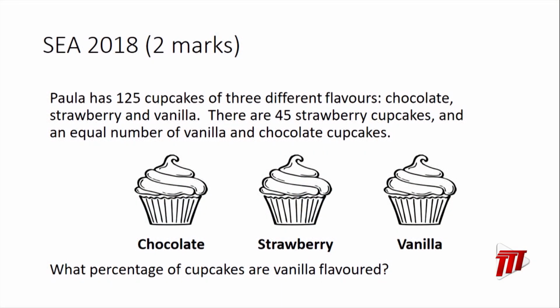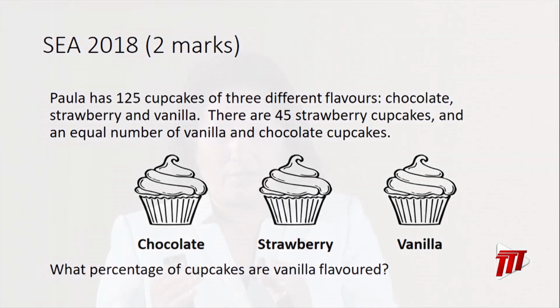S.E.A. 2018. Paula has 125 cupcakes of 3 different flavors: chocolate, strawberry, and vanilla. So she has 125 cupcakes. There are 45 strawberry cupcakes and an equal number of vanilla and chocolate cupcakes. What percentage of the cupcakes are vanilla flavored?